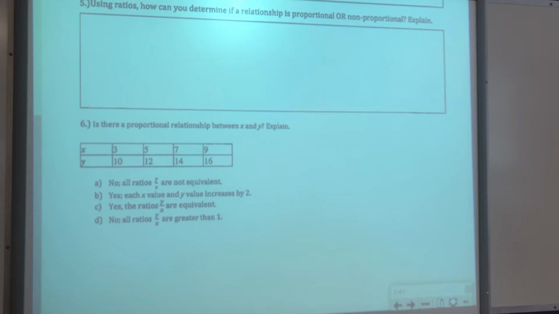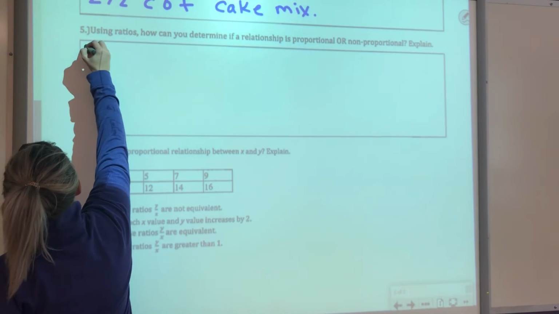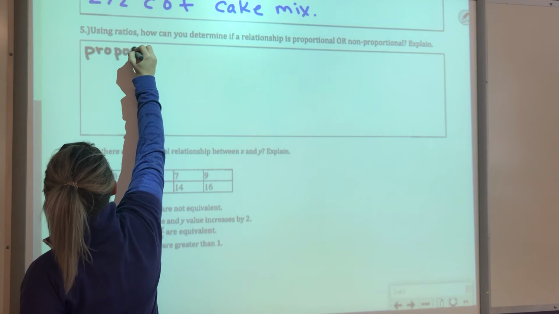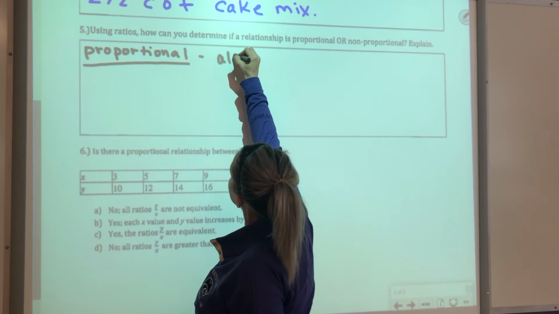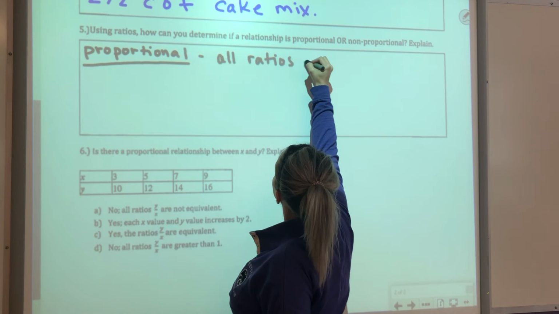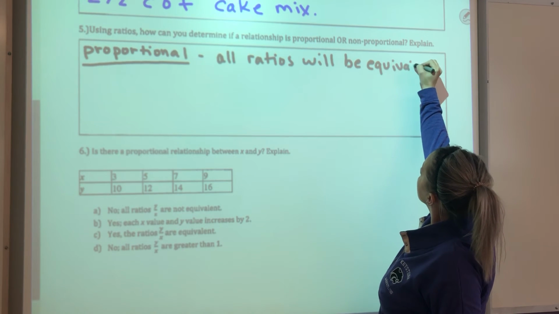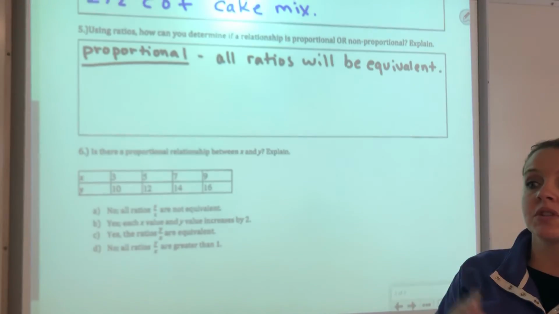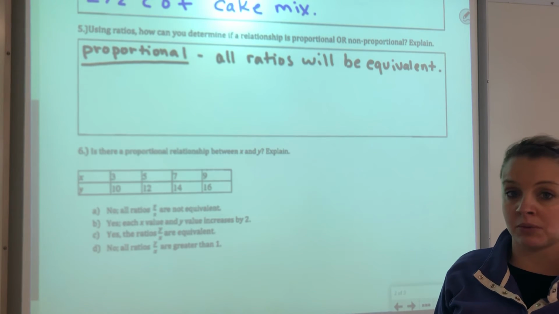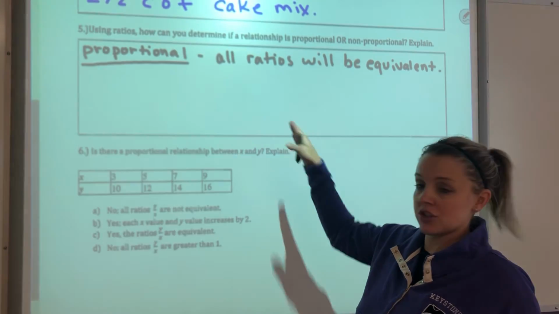Alright, so number 5. Using ratios, how can you determine if a relationship is proportional or non-proportional? Explain. So if a relationship is proportional, all ratios will be equivalent. To go into a little bit more depth, you can reduce each one of your ratios down to their unit rate. If their unit rates are all equal, that means that the relationship is proportional.